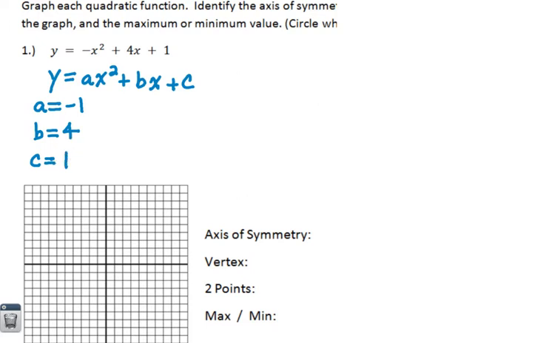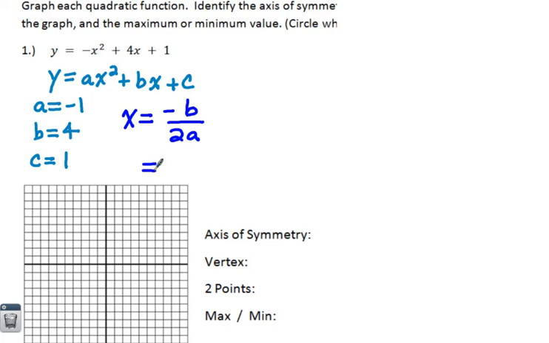So once you know your a, b, and c value from the standard form, the first thing you're going to do to graph this parabola is use the formula. So this is a big step. Use the formula x equals -b over 2a, which is the formula for something called the axis of symmetry.